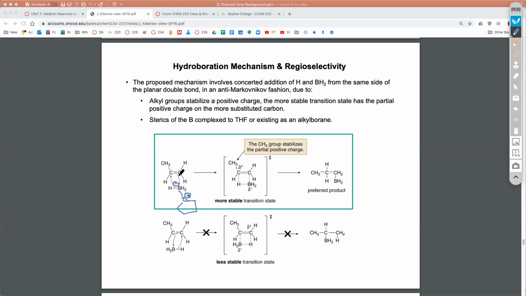And so what happens is you do get a concerted reaction. The hydrogen moves to the less substituted carbon, the boron to the more substituted carbon. This is just showing the transition state. And then finally, the preferred product, that is to say the one where the boron has added to the less substituted carbon. All right.